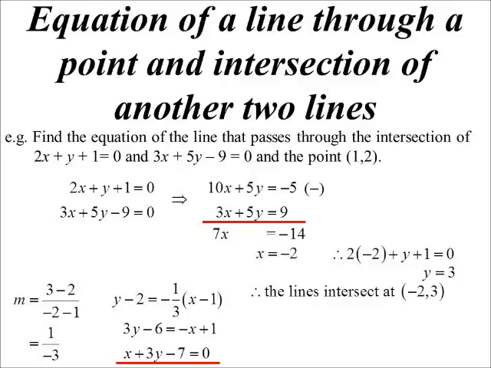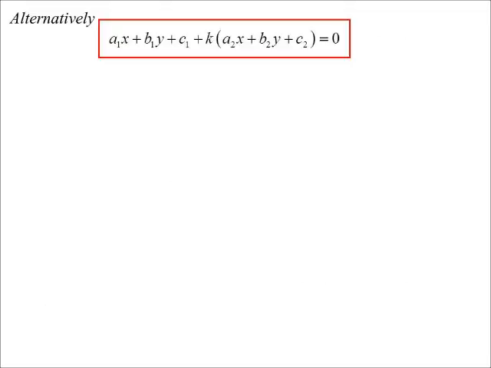It's what's known as the lambda formula, the k formula. I've seen it called all sorts of things. It's all pretty much to do with the constant in front of the second line there. So all we do is write both lines down in general form, and we'll put a constant outside of one of them. Doesn't matter which one.